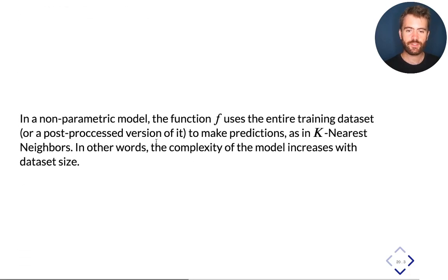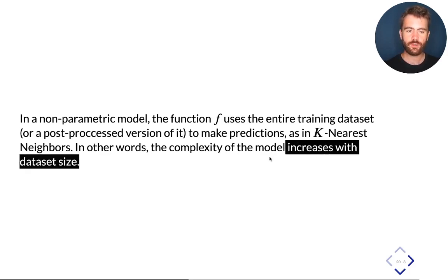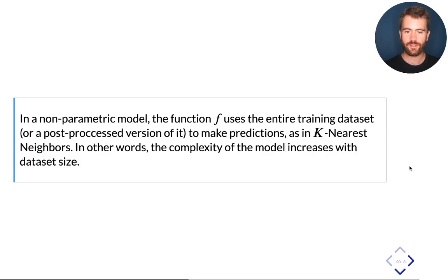Now, in contrast, a non-parametric model is one in which the complexity of the class, as measured by some sort of degrees of freedom, continues to increase with dataset size. An example of this is, again, our K-Nearest Neighbors algorithm. In K-Nearest Neighbors, we never compress the dataset in some sort of intermediary form like a set of parameters.